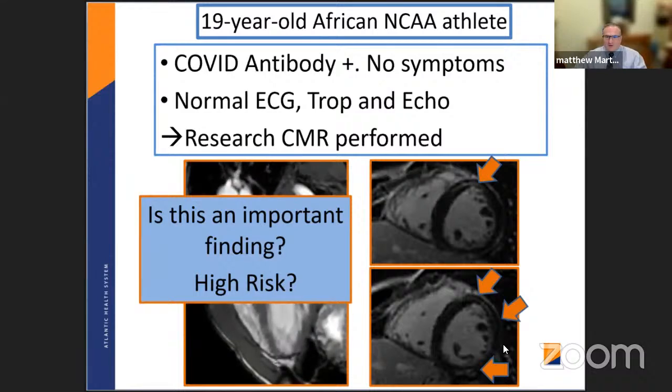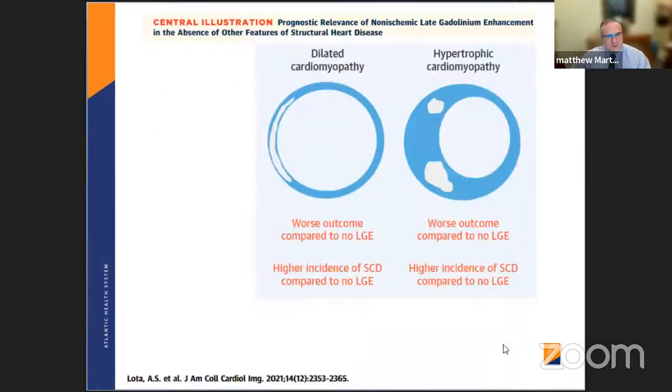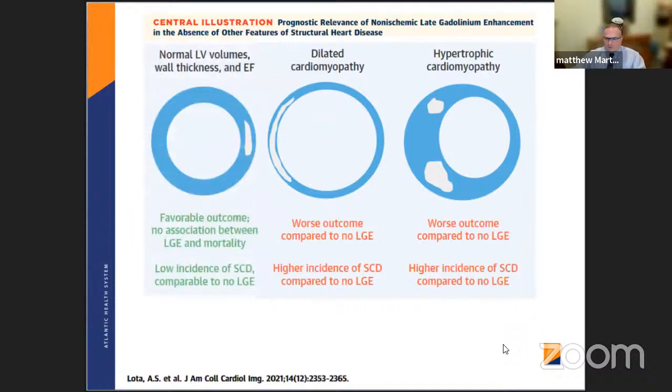Remember, we found this because we went looking for it in an asymptomatic athlete with everything else being normal. So this paper came out right around that same time, which helped me sort through this a little bit. This was a paper published in 2021 from Loda, and it looked at the features of non-ischemic late gadolinium enhancement, and it said in the dilateds and the HCMs, worse outcomes in those with late GAD compared to others, higher risk for sudden death compared to those with no late gadolinium enhancement. Those with LGE had a higher risk. We knew that. That's not news. What was important for me was that normal LV volumes, normal wall thickness, normal ejection fractions, they had a favorable association, whether they had late GAD or not.